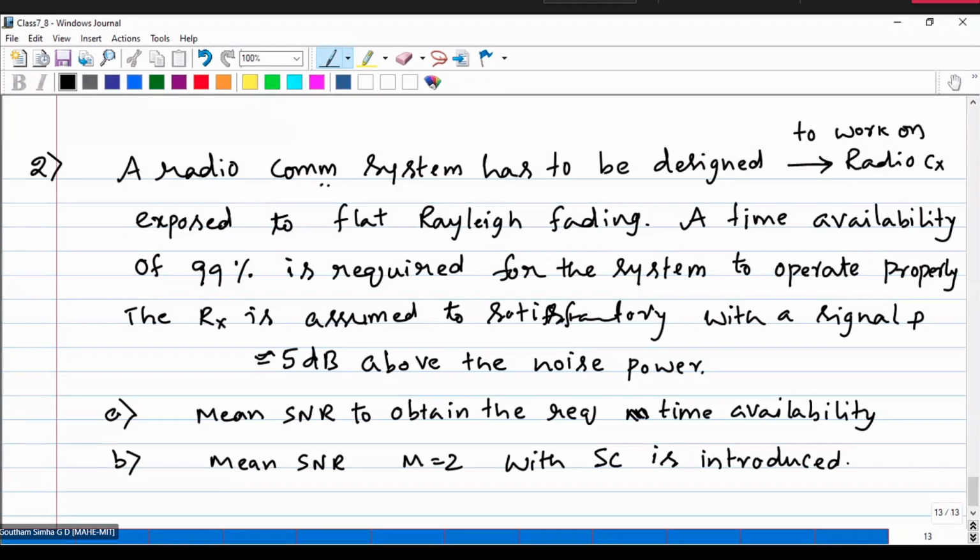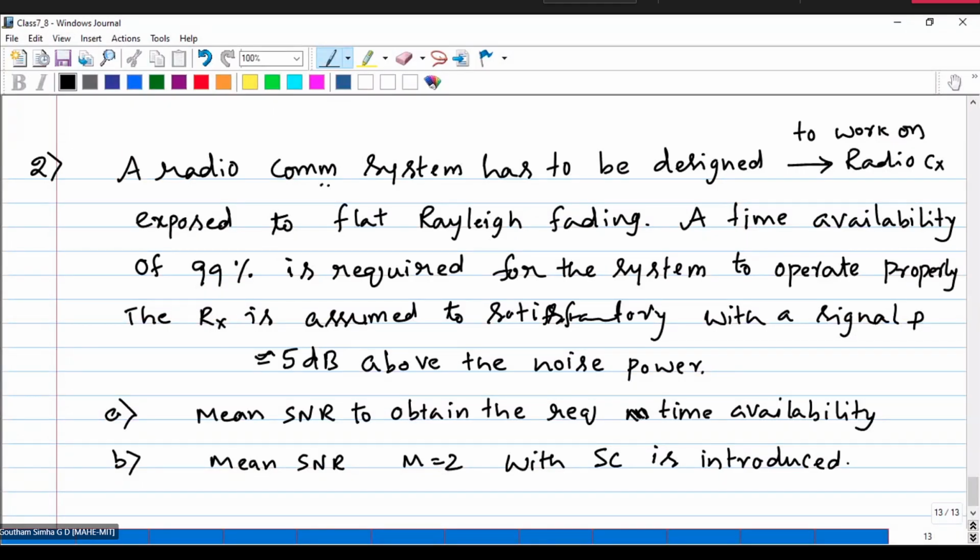What does it mean? What he has asked: a radio communication system has to be designed to work on a radio channel exposed to flat Rayleigh fading. A time availability of 99% is required for the system to operate properly. The receiver is assumed to work satisfactorily with a signal power of approximately 5 dB above the noise power. We don't know what is the noise power. It is approximately above the noise power. Now with that, calculate the required mean SNR to obtain the required time availability. What is the required mean SNR if a branch M equal to 2 with selection combining has been introduced?